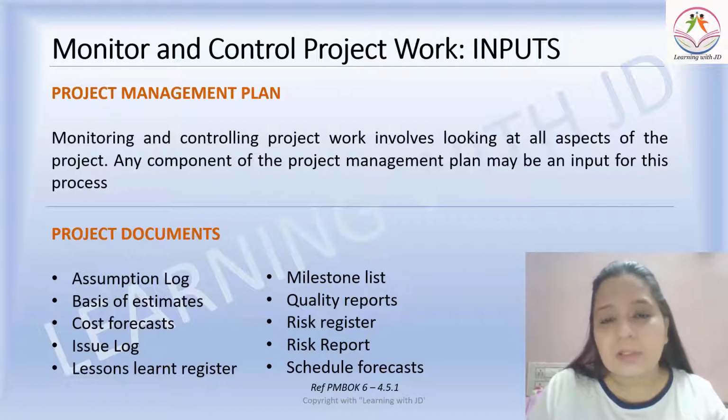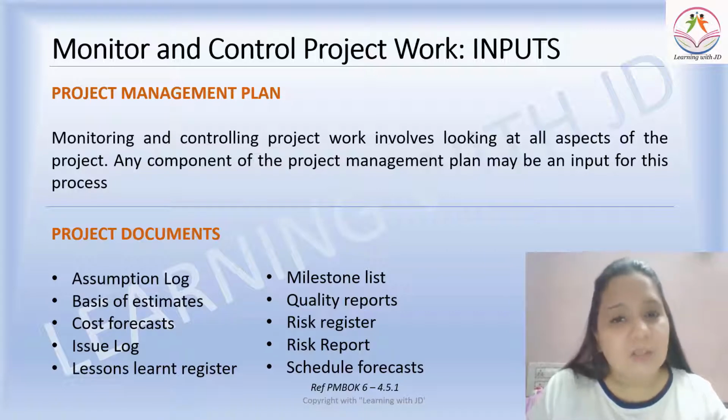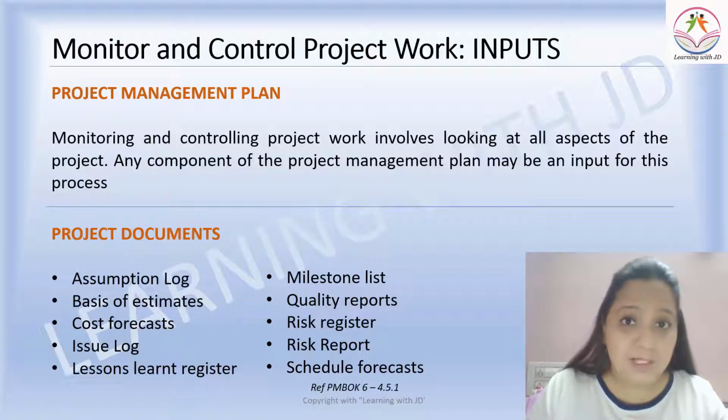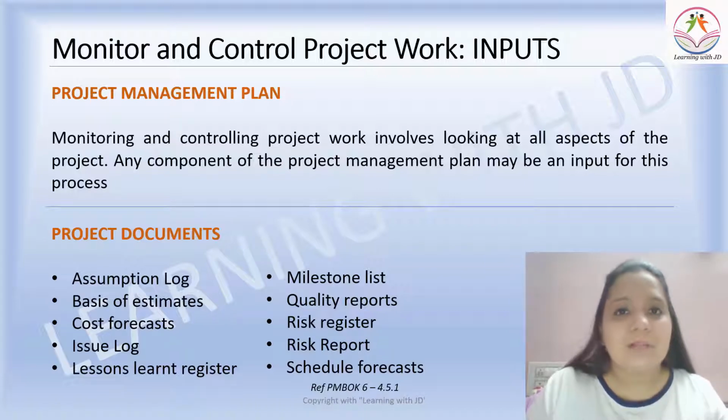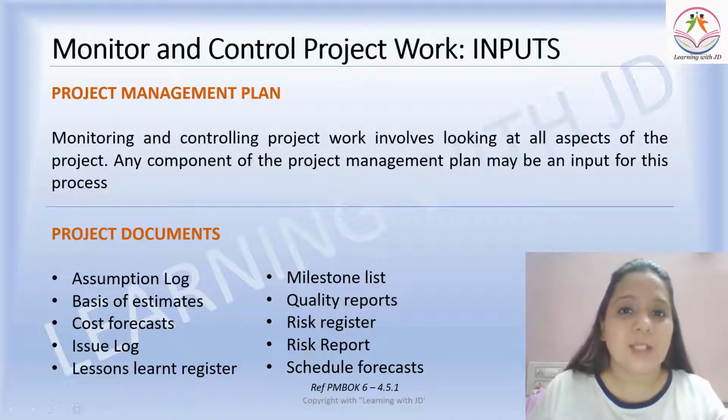So what are all the documents included in the project management plan? All the subsidiary management plans, all the baselines and some other components including the change management system, configuration management system and so on. Then you also need your project documents. A lot of components of the project documents including the assumption logs, the basis of estimates, the milestone list, the quality reports, the schedule forecast, all these are a part of the project documents. Now you refer to all these documents to work on monitoring and controlling your project work.